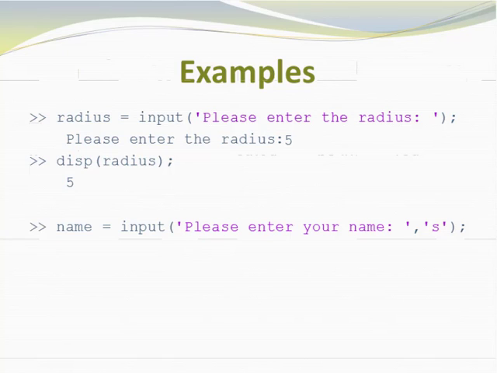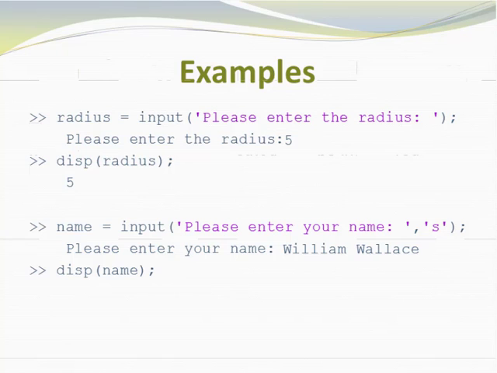Okay, so if I hit enter, my prompt would again be entered, please enter your name. I could type in a name, let's say I'm William Wallace. All right, so now William Wallace, the string, is going to be stored into my variable name, and if I were to display my name, it would come up as William Wallace.